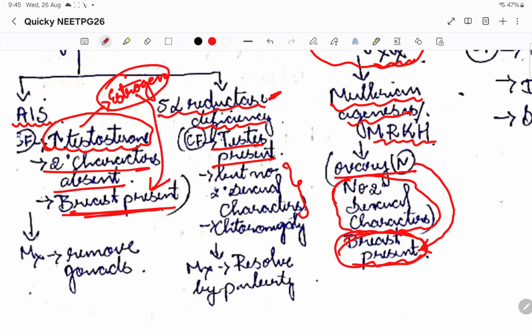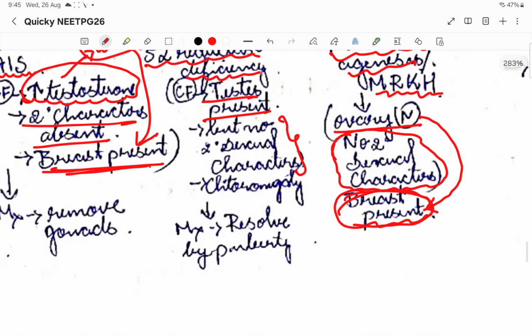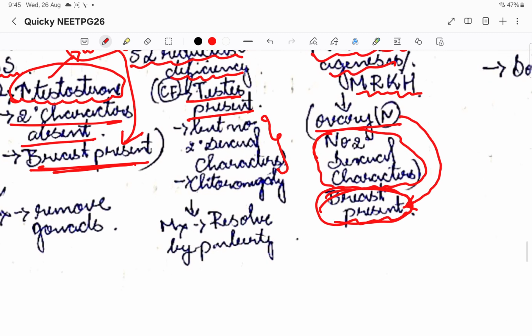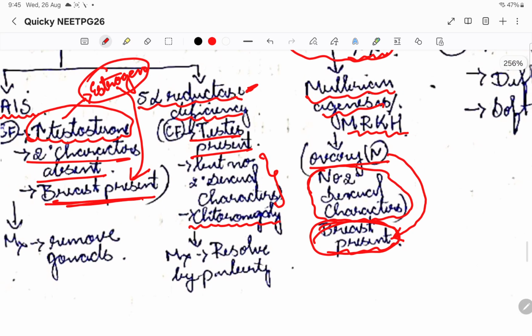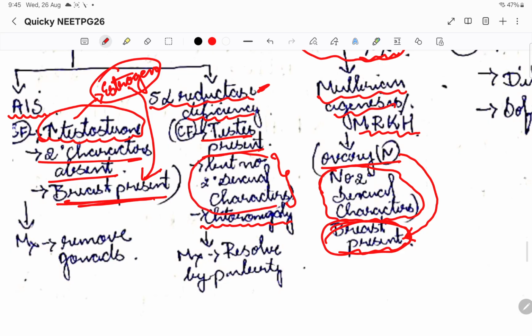DHT is very much required for secondary sexual characters to happen, but if 5 alpha reductase is deficient, there is no conversion of testosterone into DHT. So there are no secondary sexual characters, like the pubic hair and axillary hair, nothing will be developed. The testis is present, please note that. If we see the genitals, it would look like clitoromegaly. This is because testosterone is there, but DHT was supposed to cause all these secondary sexual characters.